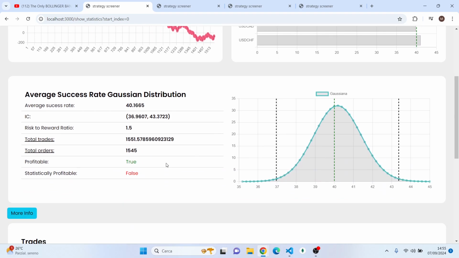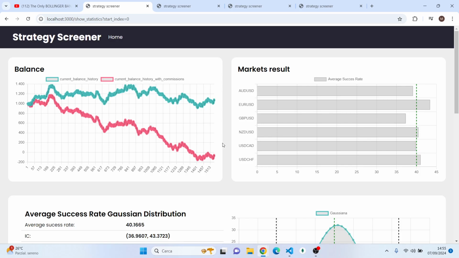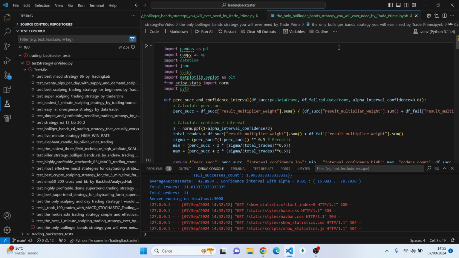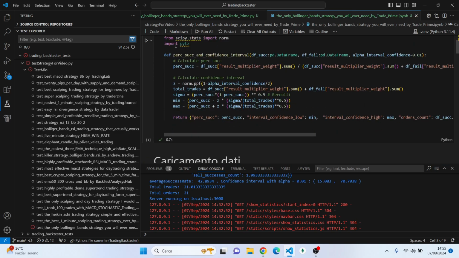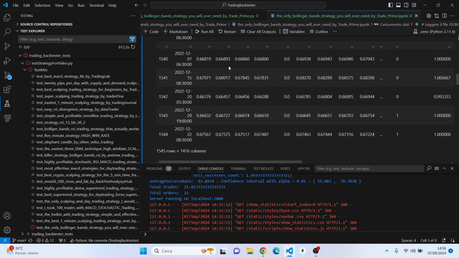As you can see, this strategy is obviously not statistically profitable, because the lower bound of our confidence interval doesn't go past the average success rate needed to break even. So it's not such a good trading strategy, but let's not give up. Let's try to improve the strategy with statistical analysis. I have already downloaded all the trades that my software took, and let's see if we can improve the strategy.